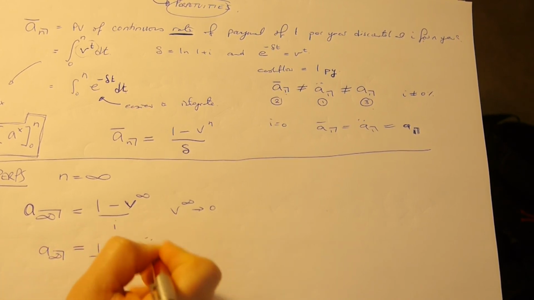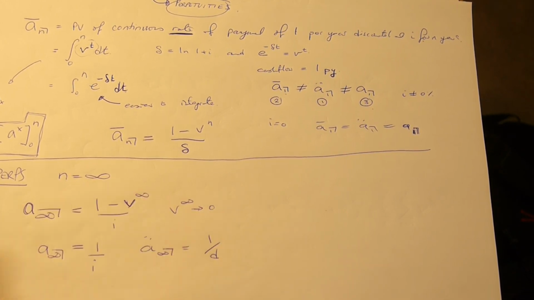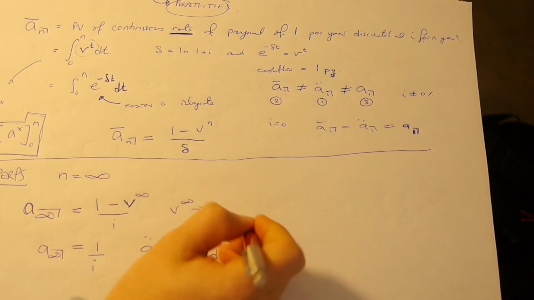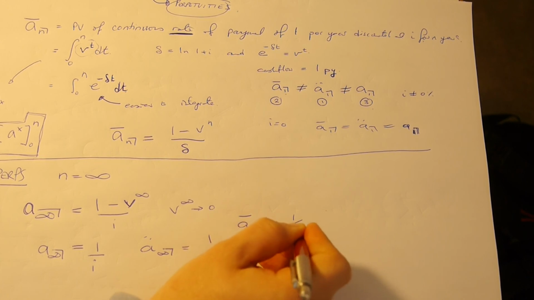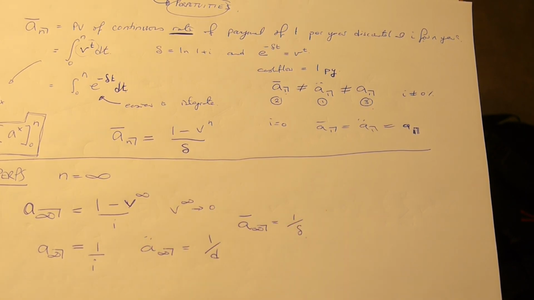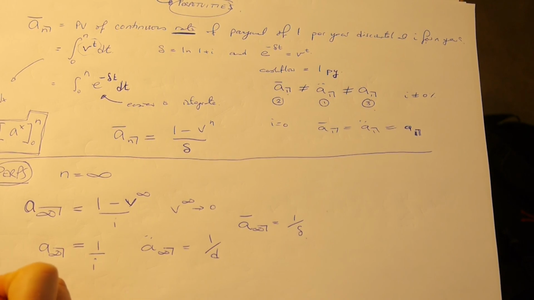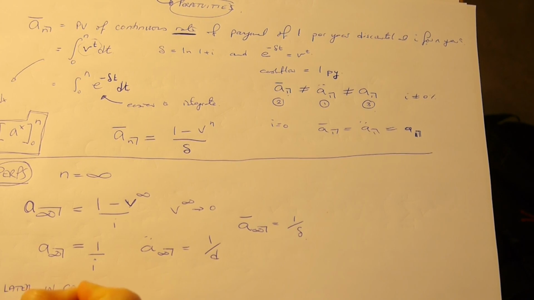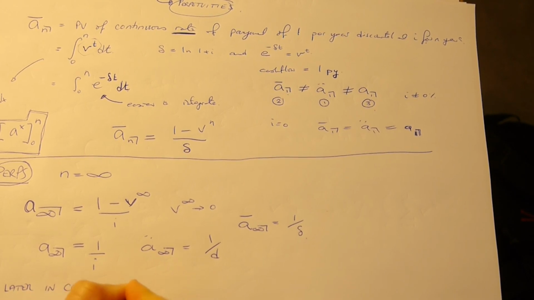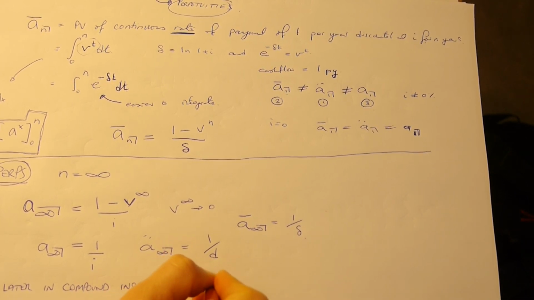Similarly, ä angle infinity is 1 over d, and also ā angle infinity equals 1 over delta, just so we've got a complete set. We're going to see perpetuities again later in compound increasing annuities.